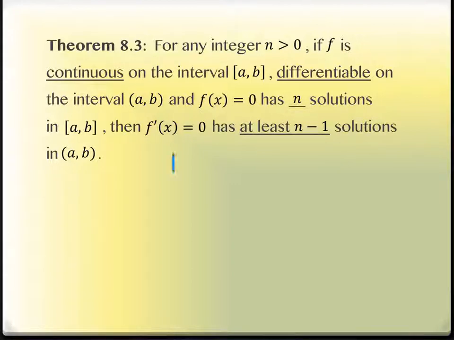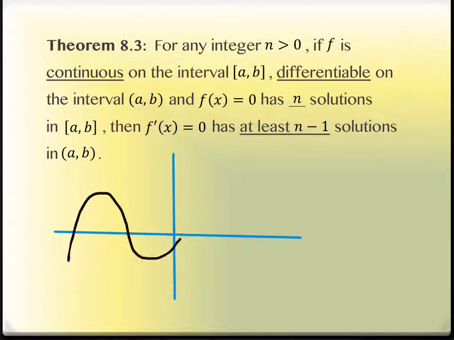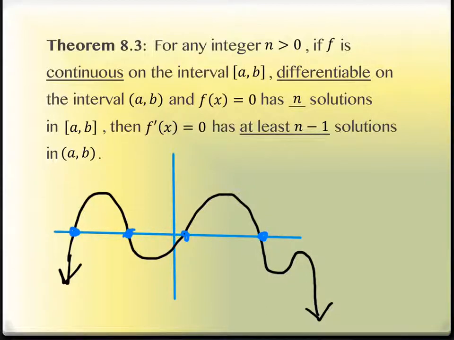I'll draw exactly one more, where I can't draw n solutions, so I will draw several solutions. So you have some sort of a weird graph going on. And in your weird graph, you have, in this case, 1, 2, 3, 4 x-intercepts, correct? 4 x-intercepts. So according to this theorem, how many slopes of 0 are the minimum that I have? 3. One less. I have a minimum of 3 places where the slopes are 0.